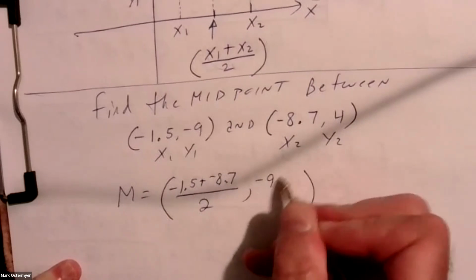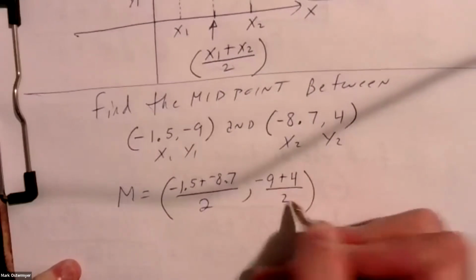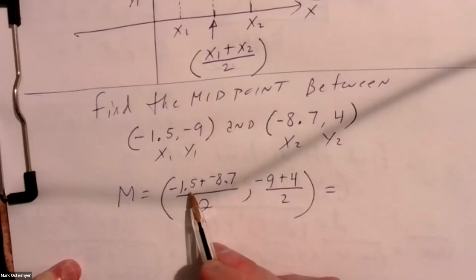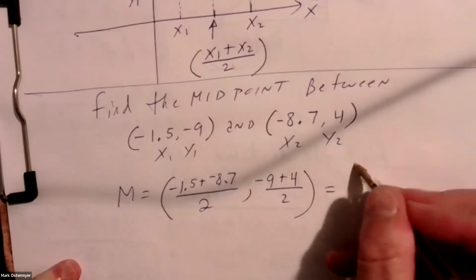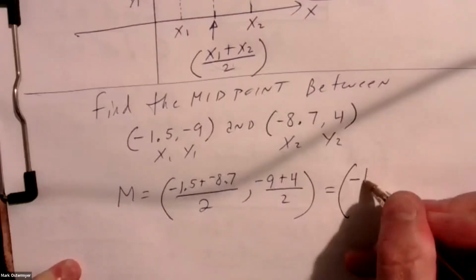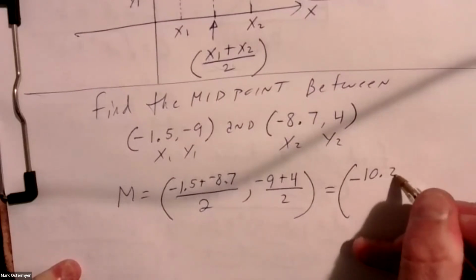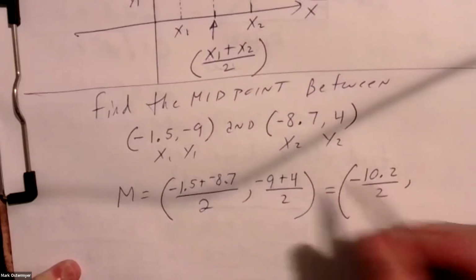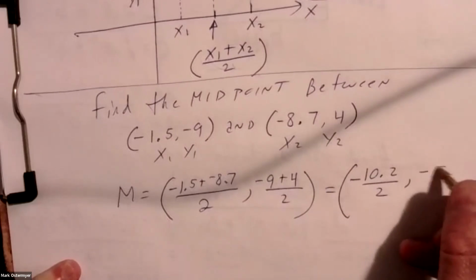So we add negative 9 and 4 together and divide by 2. Now negative 1.5 added to negative 8.7 is going to net us what? Negative 10.2, I believe. And negative 9 plus 4 is negative 5.